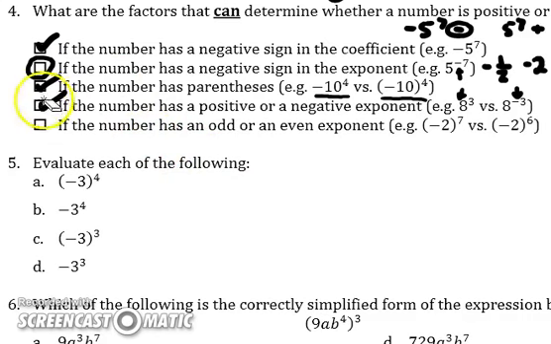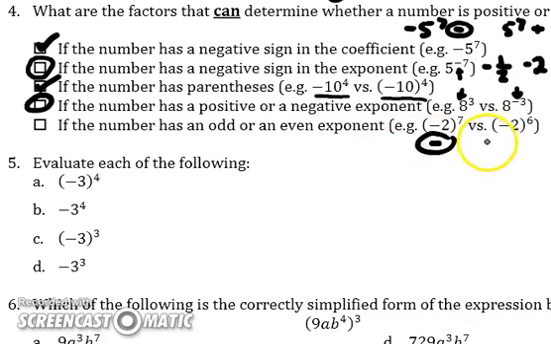Wow. That should have been open. That should not have been checked. Okay, the number has an odd or an even exponent. This one definitely does matter. If we expand this out, remember that we got a negative number for this one. This one's going to be negative.